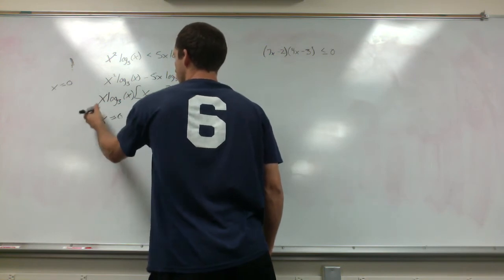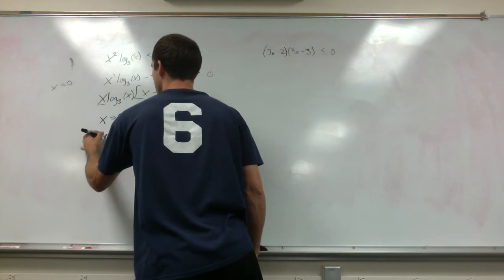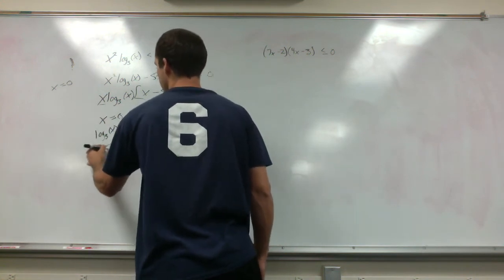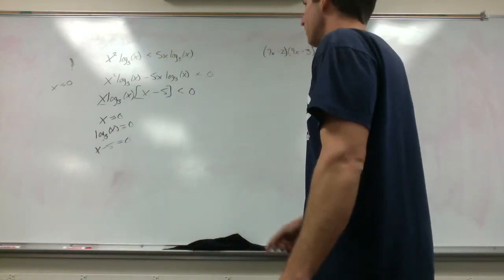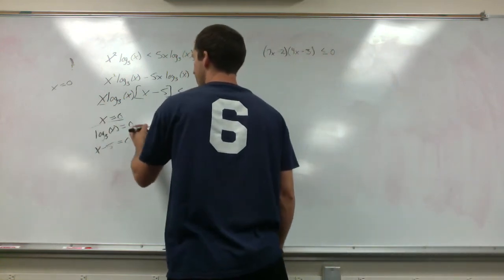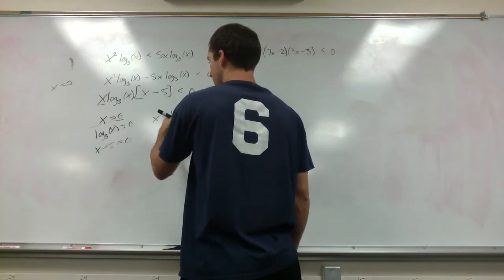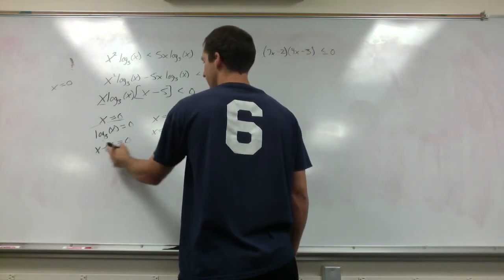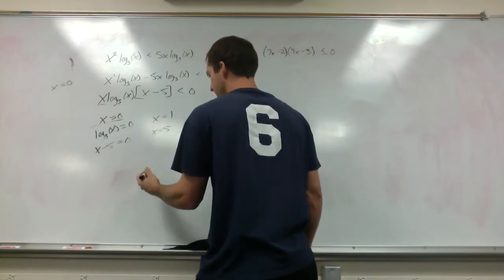We got x equals 0 for him. Guess we already knew that. Log base 3 of x is 0, and x minus 5 is 0. Those are our three factors whose product we need to be less than 0. This one we already have. Log of 1 is always 0, so 1 satisfies this one, and 5 obviously is going to solve that last one. So my boundary points are 0, 1, and 5.